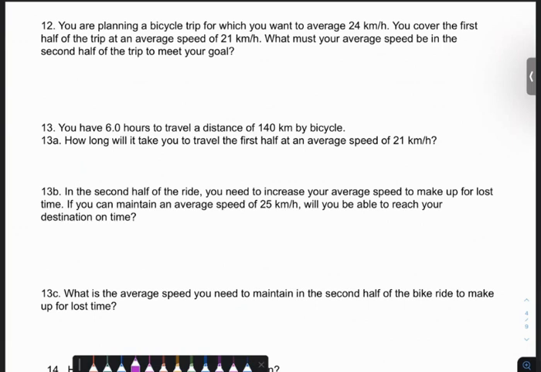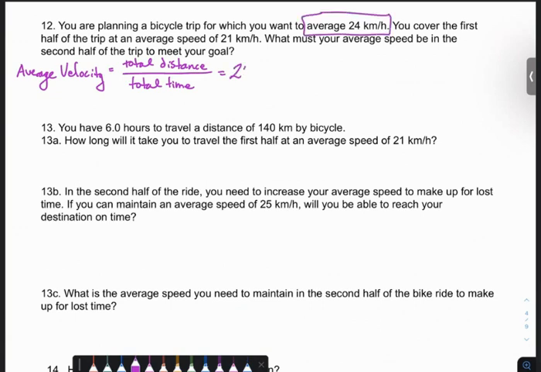So we're going to start by remembering that average velocity is equal to your total distance divided by your total time. And this is my average velocity, which needs to be equal to 24 kilometers per hour.